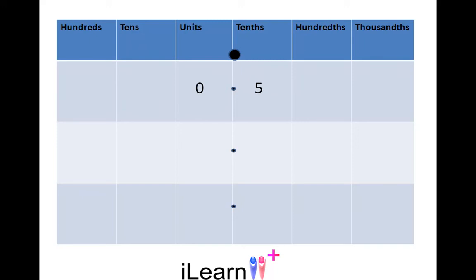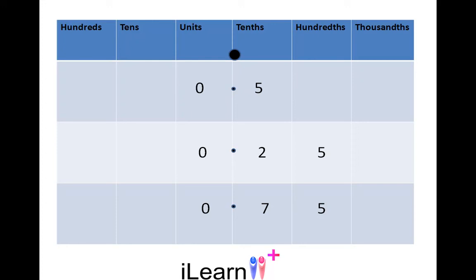1/4 is the same as 25/100ths, so 1/4 can be put on the grid as 0.25. And 3/4. 3/4 is the same as 75/100. That's right. It would be 0.75.